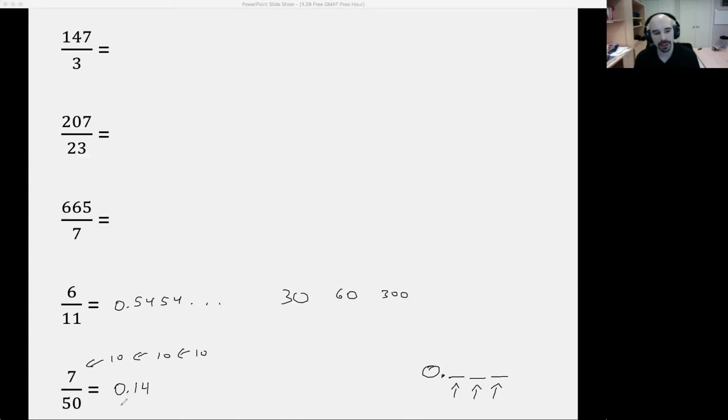So you're never going to become a multiple of 11 just from getting more factors of 2 and 5. On the other hand, the 50 here in the denominator, that I can get.